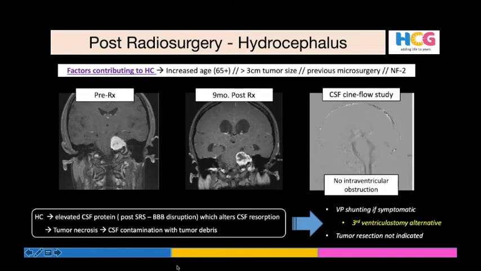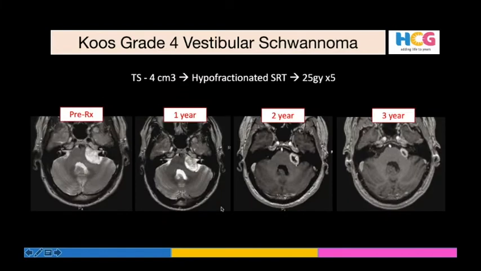Now, we don't advise any treatment if the patient is asymptomatic, but if the patient is symptomatic, then yes, VP shunt is something which can be contemplated.